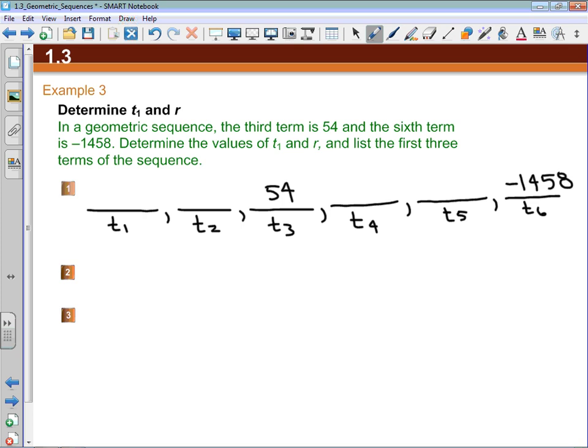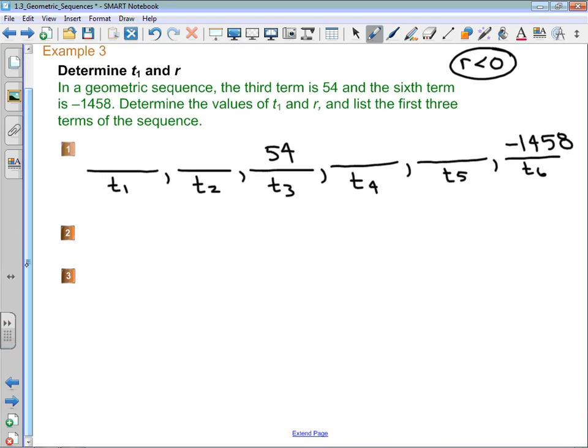Now immediately, because term 3 is positive and term 6 is negative, that lets me know that r has to be less than 0. The only way for a geometric sequence to change signs is to have a negative common ratio. Now that's a pretty broad range, right? r is less than 0 contains just a massive amount of numbers. So we have to narrow it down just a little bit more.